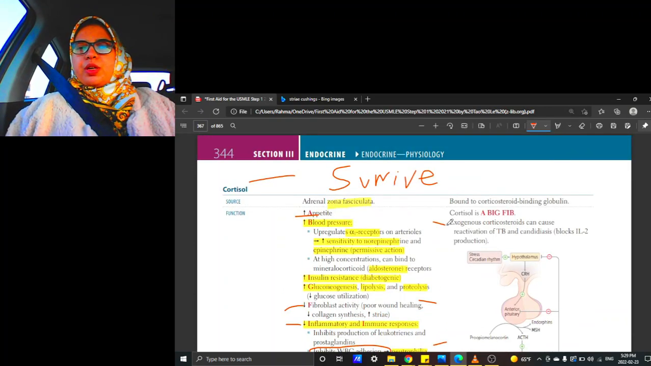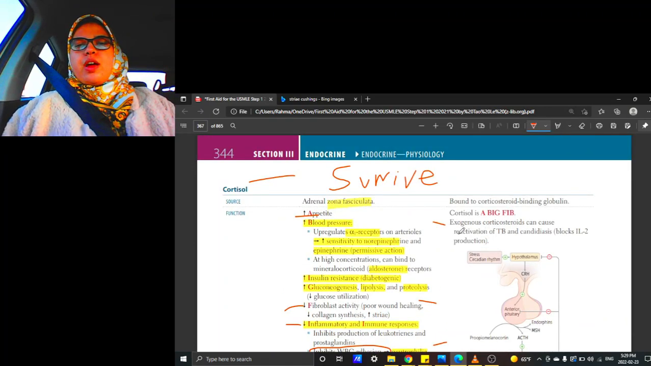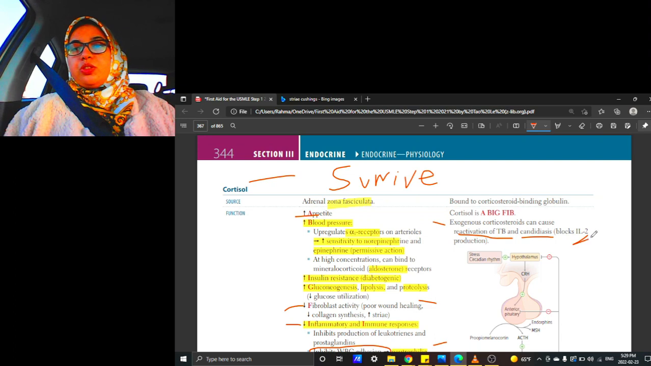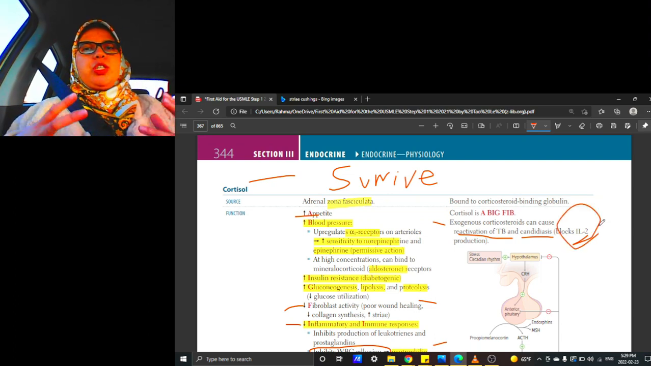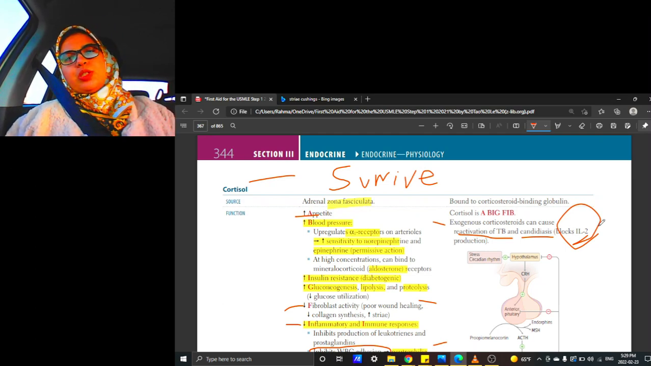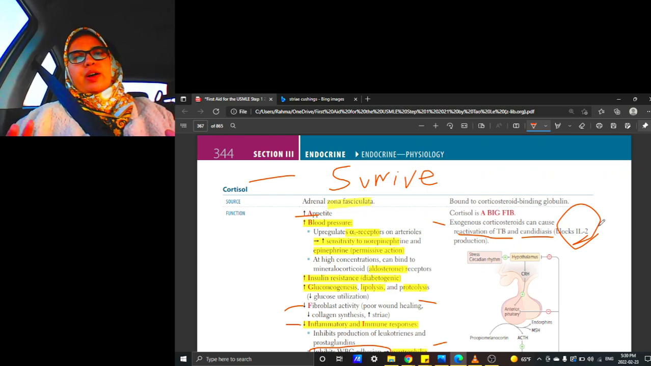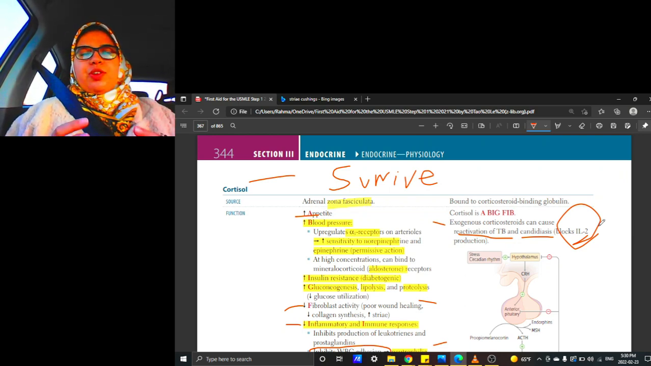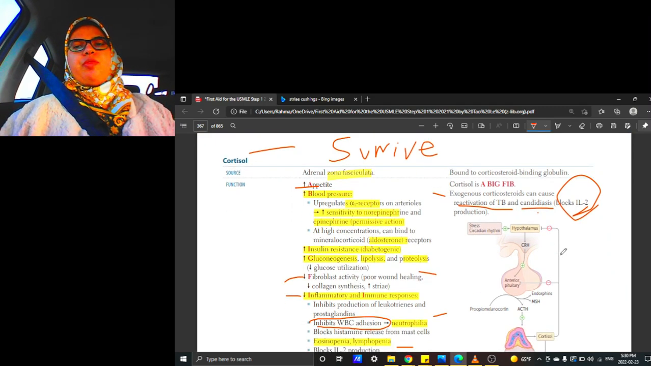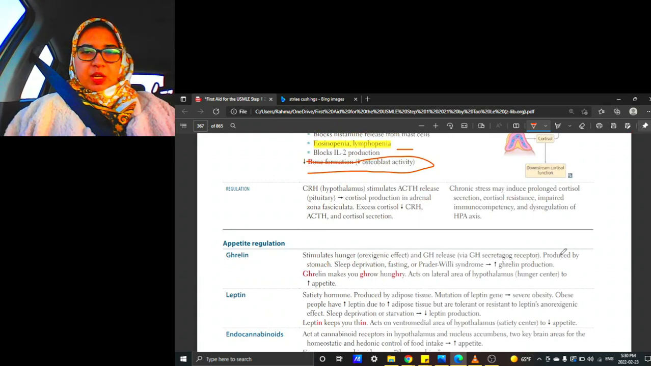Now, another important thing is exogenous corticoids can cause reactivation of TB and candidiasis. One of the things that cortisol blocks the production of is interleukin-2. And it's very important because interleukin-2 helps in making granulomas, if you remember. And granulomas are the foundation of many types of pathologies, namely tuberculosis. Remember that granuloma is kind of protecting your body, right? You're going to have this inflammation that's actually keeping that microbe in that area. And if you're blocking your interleukin-2, you're going to affect this, and then you're going to have reactivation of tuberculosis or candidiasis or other types of latent infections. So that's something to keep in mind.